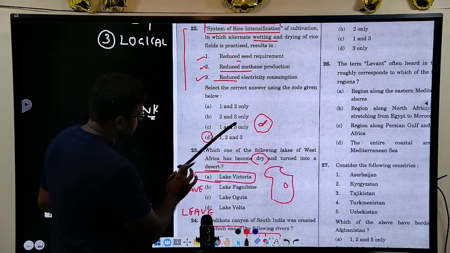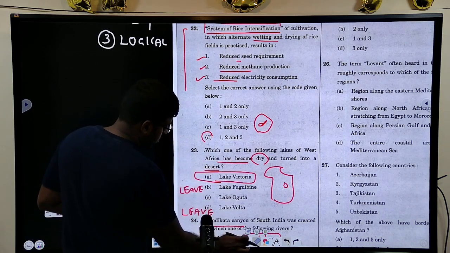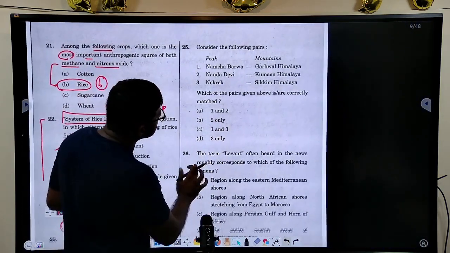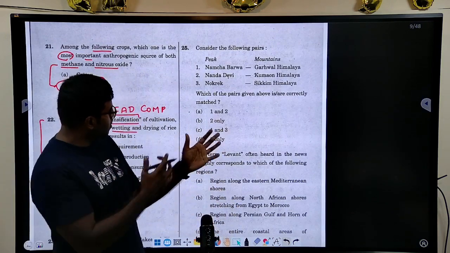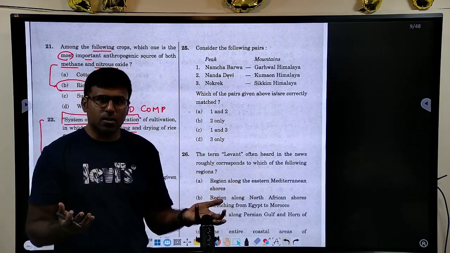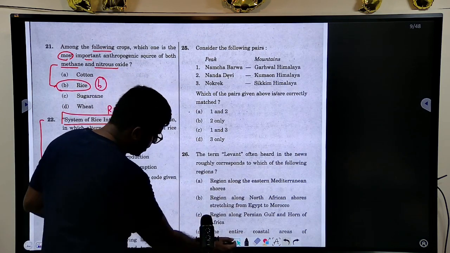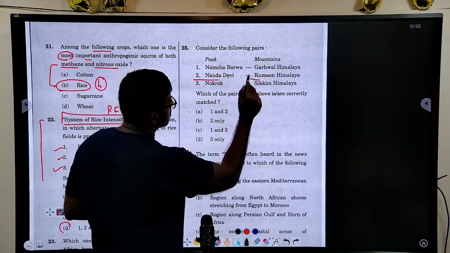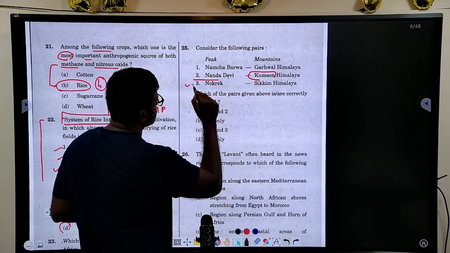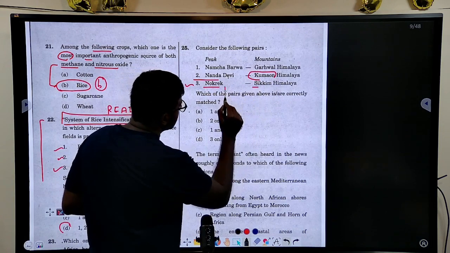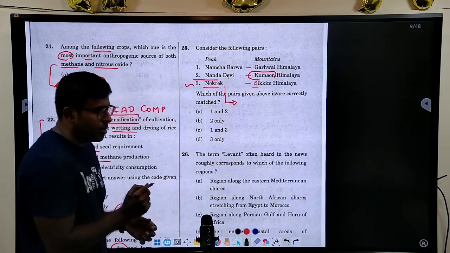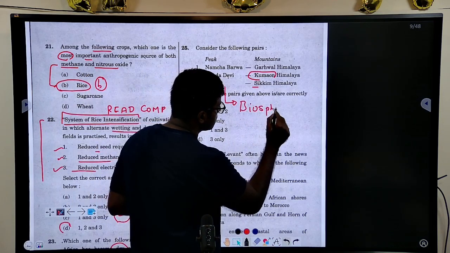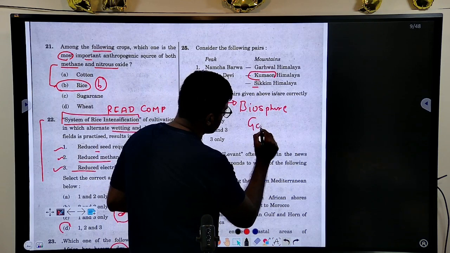Now come to this point of the next question, which we can solve. In this page, if two questions do not come, what is the big deal? We'll solve this question. This is something in geography which comes always. Nanda Devi, Kumaon. So whether this is right, you think about it. Nokrek, Sikkim. See, Nokrek is not in Sikkim, right? Nokrek is a very important biosphere. It is in Garo, Meghalaya.